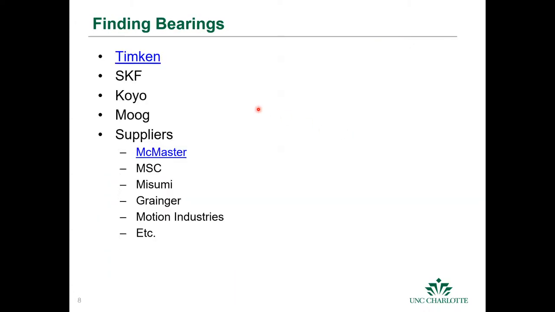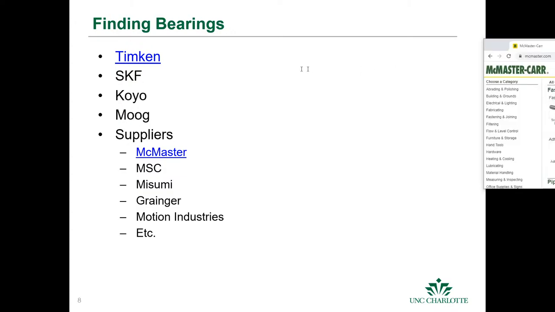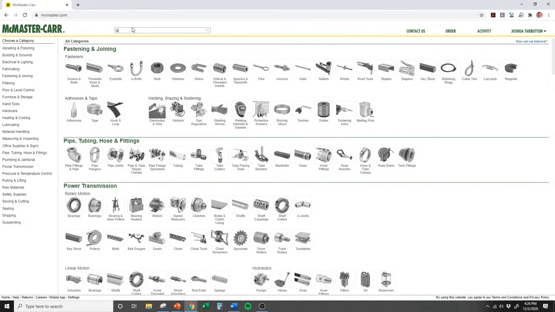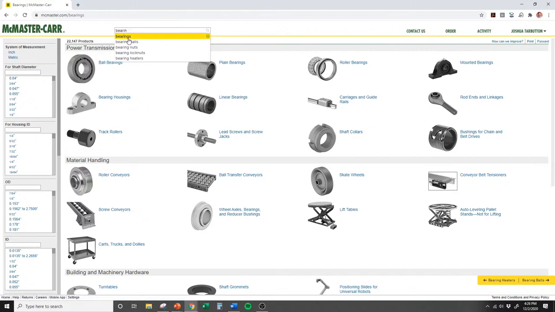If you want to find bearings, you can find them from all sorts of suppliers, common bearing manufacturers: Timken, SKF, Koyo, Moog. You can buy your standard bearings from bearing manufacturers. If you go to, for example, McMaster, and you just type bearings, you get all sorts of bearings.